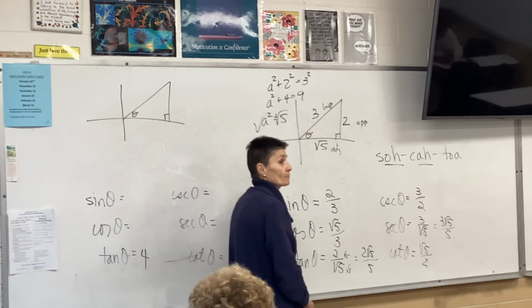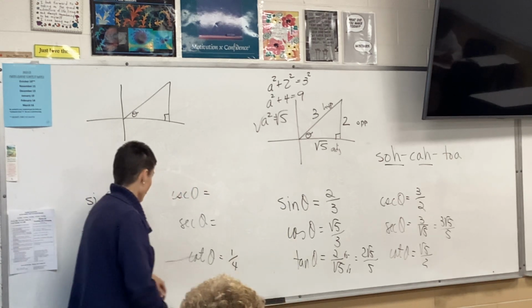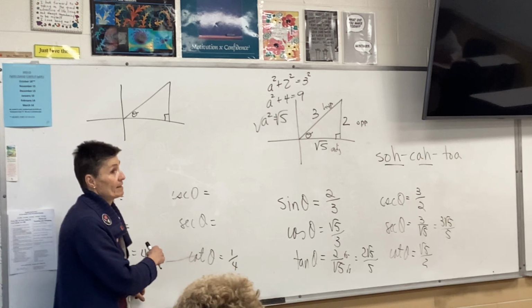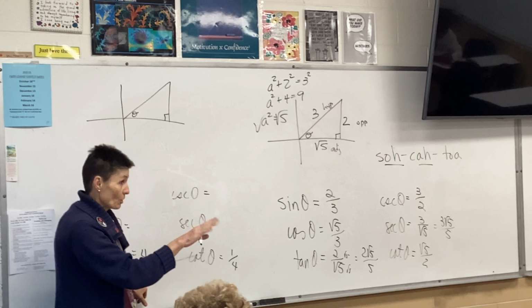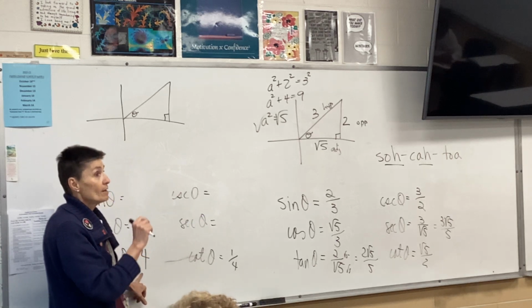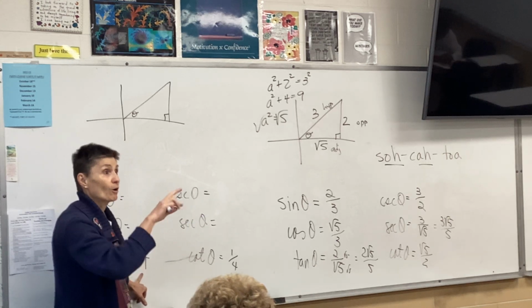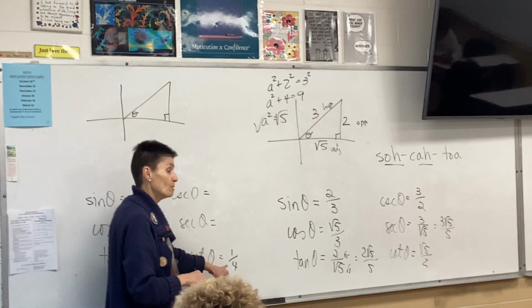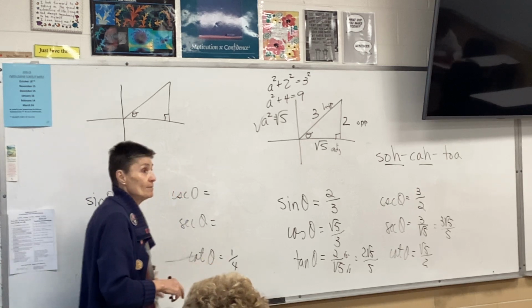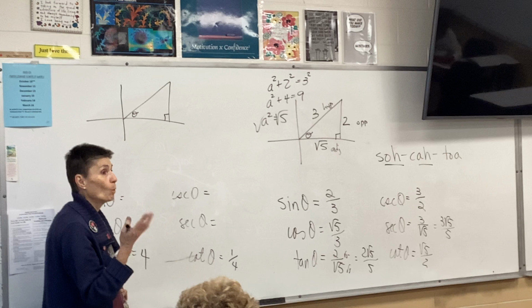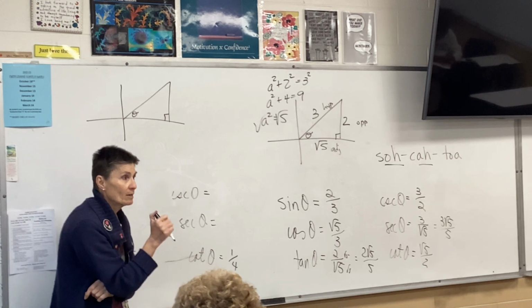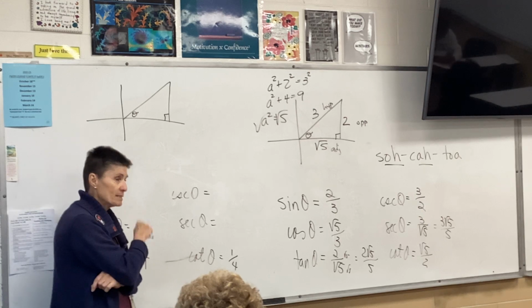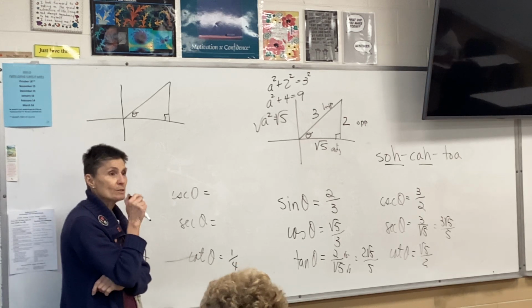Jacob? Tangent's 4. Kids, that's a gimme. That's an automatic. You need to know, you're supposed to know from your purple sheet, that tangent and cotangent are reciprocals. So if the cotangent is 1/4, then the tangent's going to be 4 over 1. Right? Okay, who's done something else? That's perfect. Guaranteed points right there. Easy.